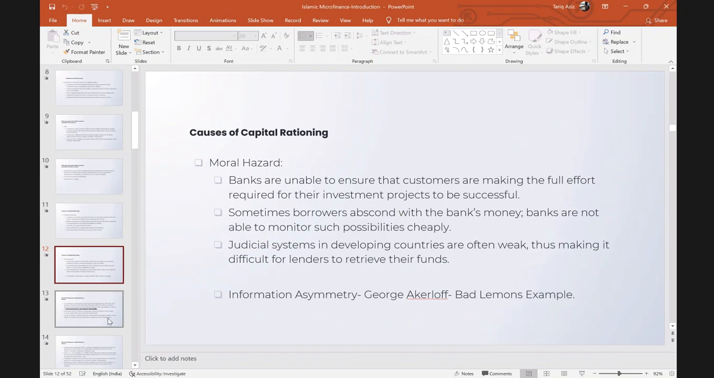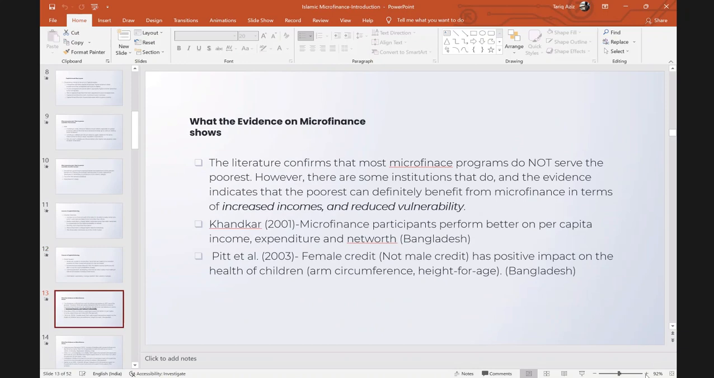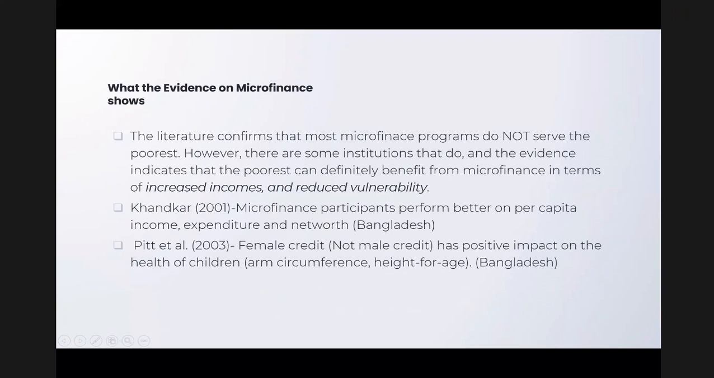Now coming to some of the evidence: what research shows, what researchers have found when they conducted research as far as microfinance is concerned. The literature confirms that most microfinance programs do not serve the poorest. In theory, microfinance is supposed to target the poorest of the poor section of society, but in reality, studies have found that normally they do not serve the poorest.